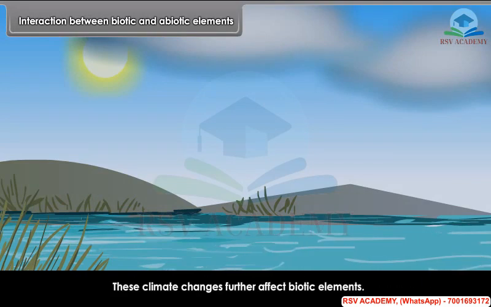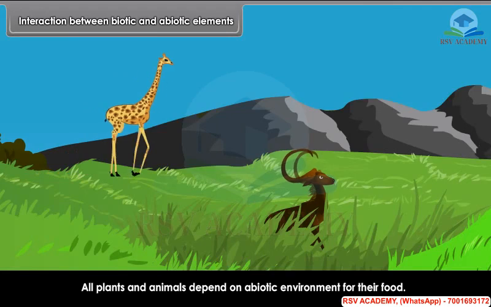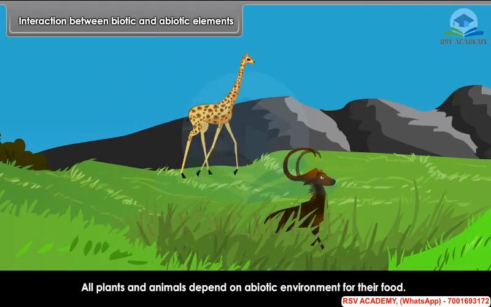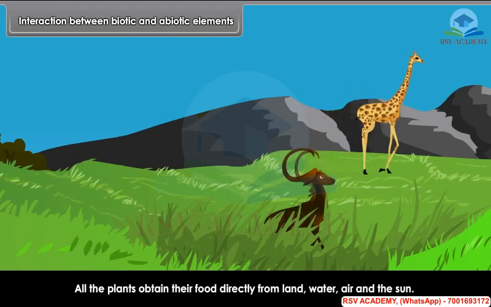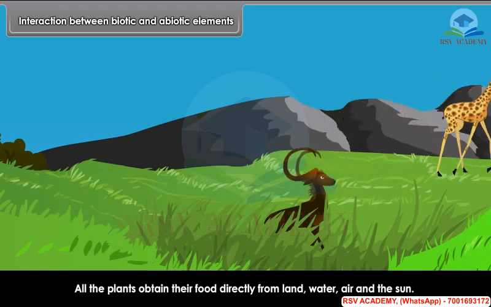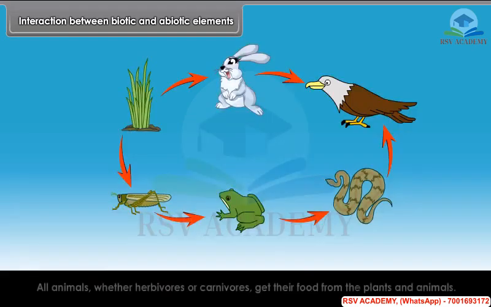All plants and animals depend on abiotic environment for their food. All the plants obtain their food directly from land, water, air and the sun. All animals, whether herbivores or carnivores, get their food from the plants and animals.